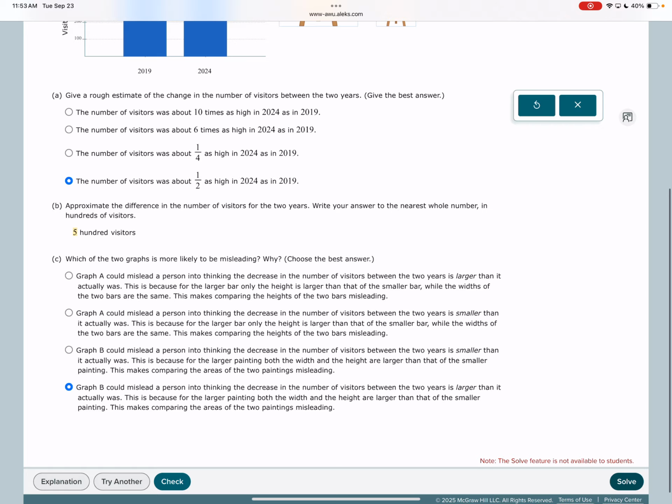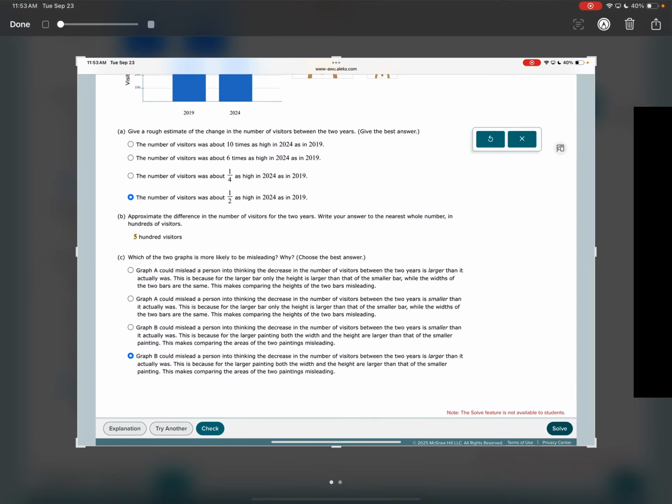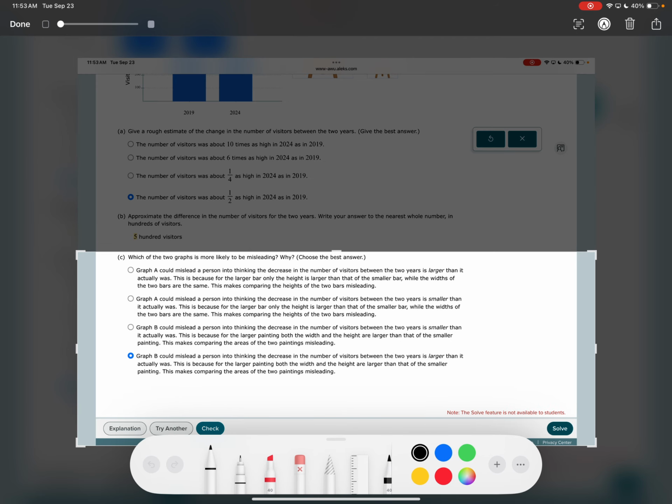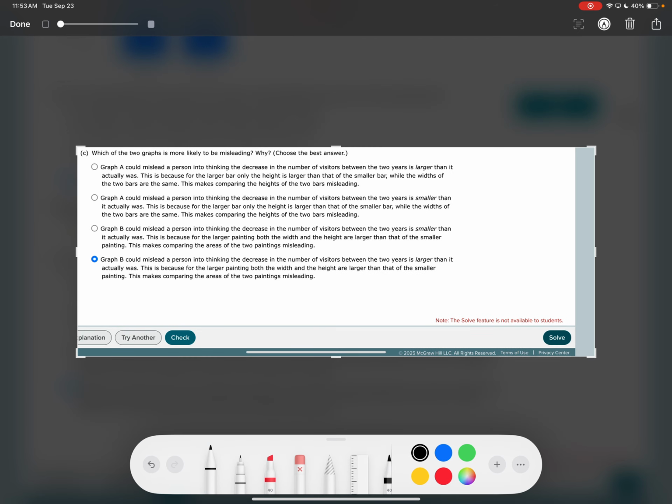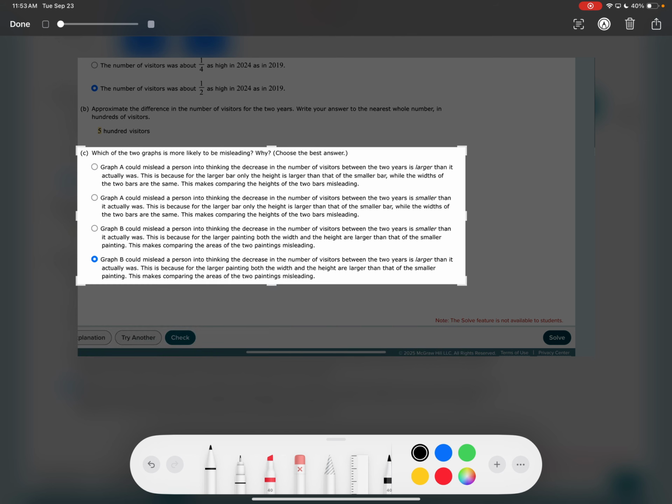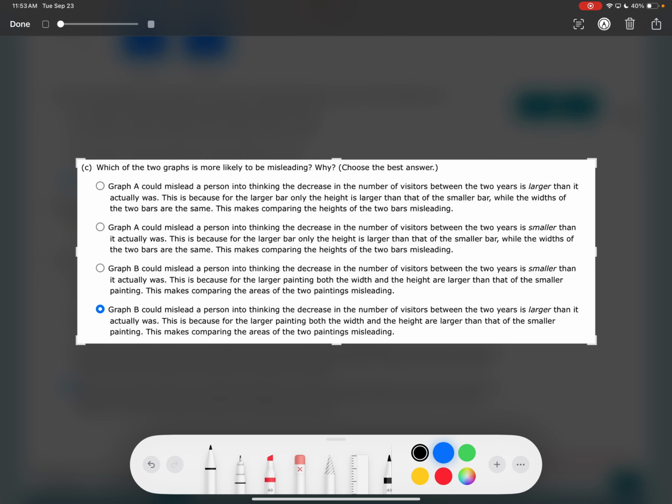And then the last one, part C, is very similar to what we were just doing a minute ago. It's not the y-axis, but graph B. So first of all, that's the thing to look for. Graph B could mislead a person. Graph A can mislead a person. Nope, it's not graph A, so it's not these two. Now I have a 50-50 chance of getting it right just by reading the first 4 words.